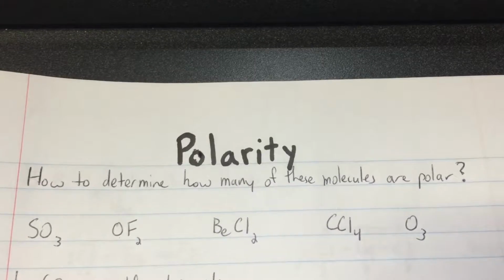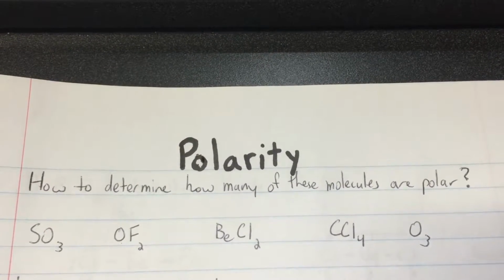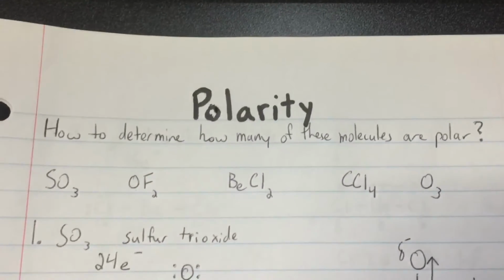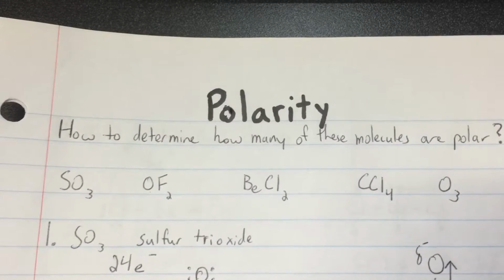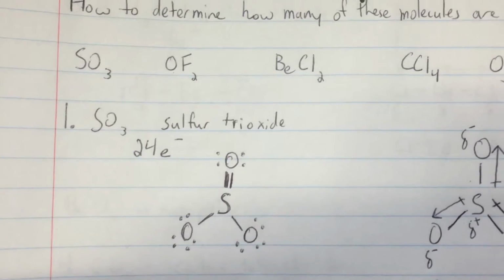After that, we will look at the molecular geometry and see if any of the bond dipoles will cancel out or add up. So, we begin with these 5 molecules. Number 1, SO3, sulfur trioxide. So we begin by drawing the proper Lewis structure.